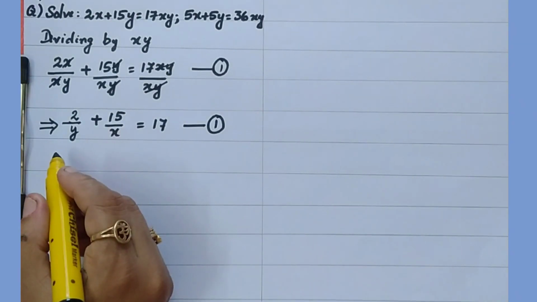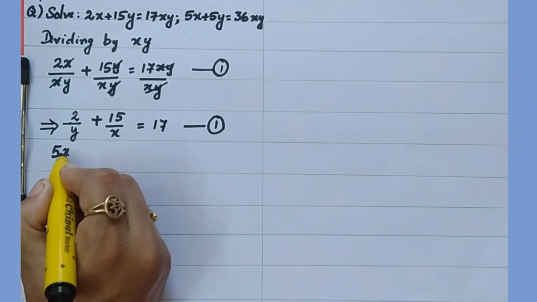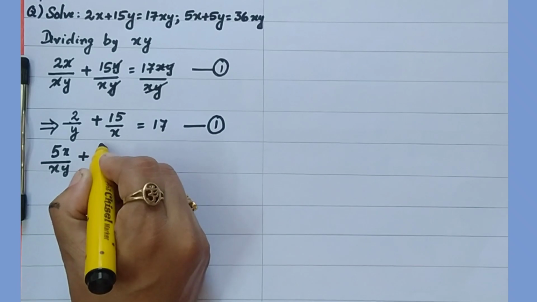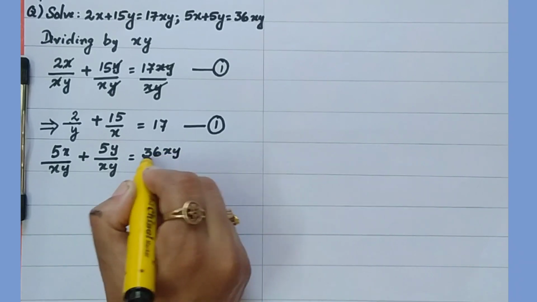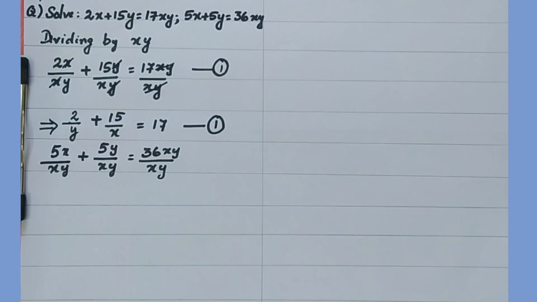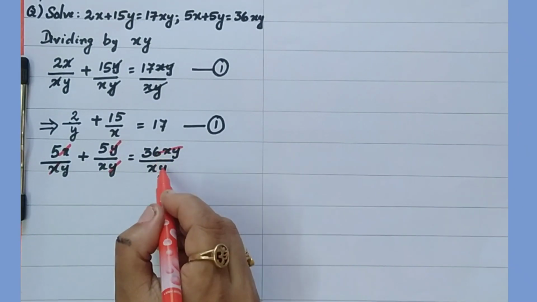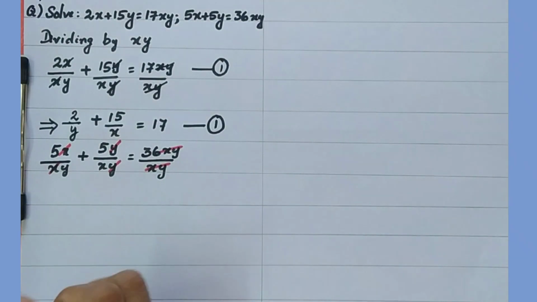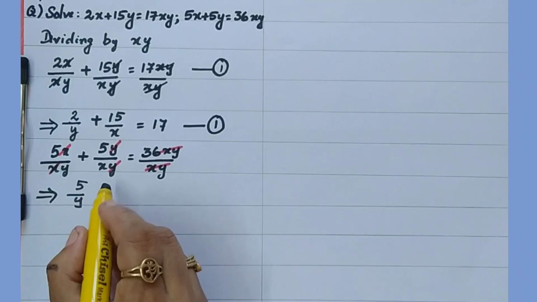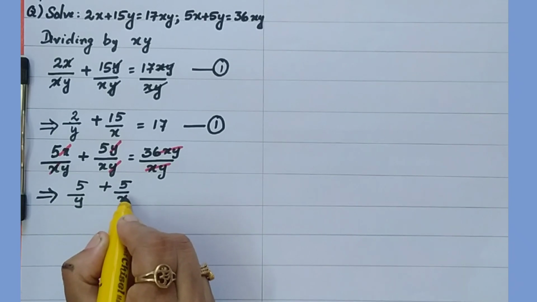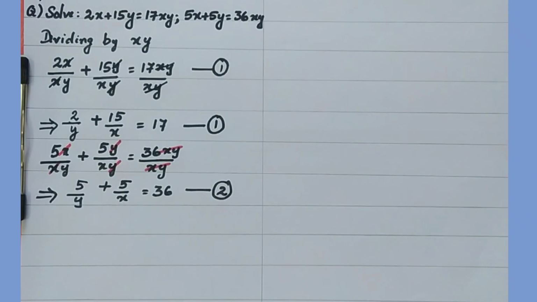Now, come to the second equation. Here also, dividing throughout by xy, your second equation becomes 5x divided by xy plus 5y divided by xy equals 36xy divided by xy. Here also cancelling, x gets cancelled, y gets cancelled, xy gets cancelled. What remains there? Therefore, the second equation becomes, which implies 5 by y, don't forget to write it in the denominator, plus 5 by x equals 36. Equation number 2.